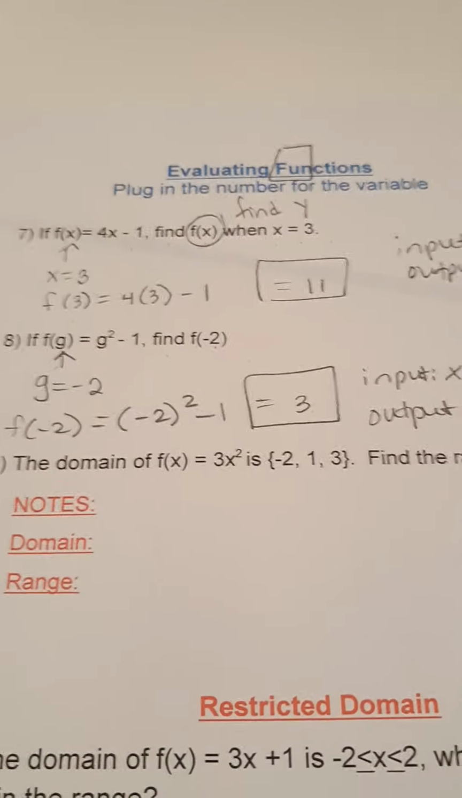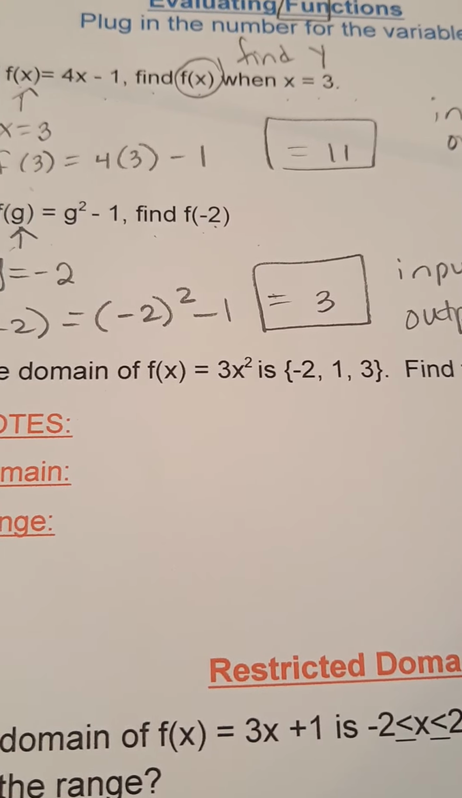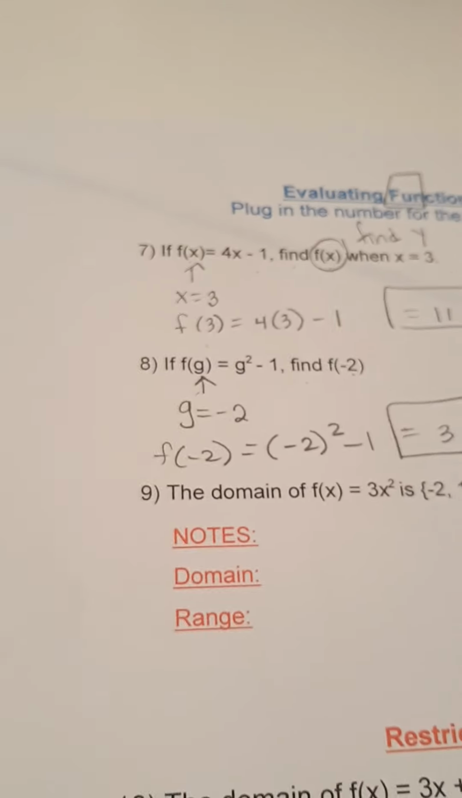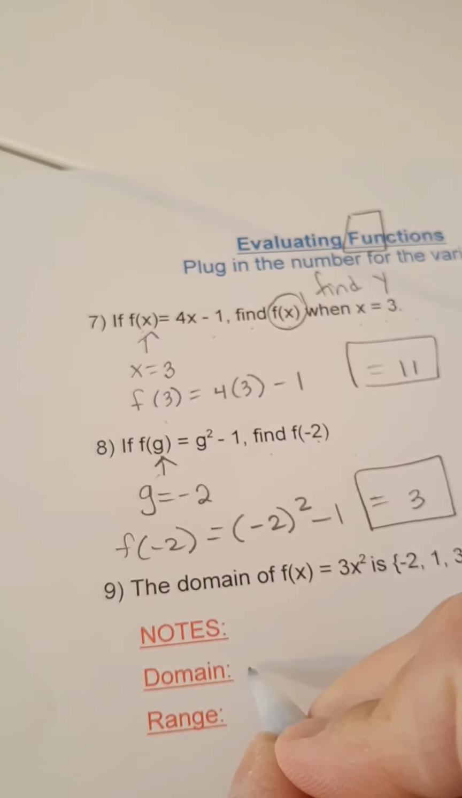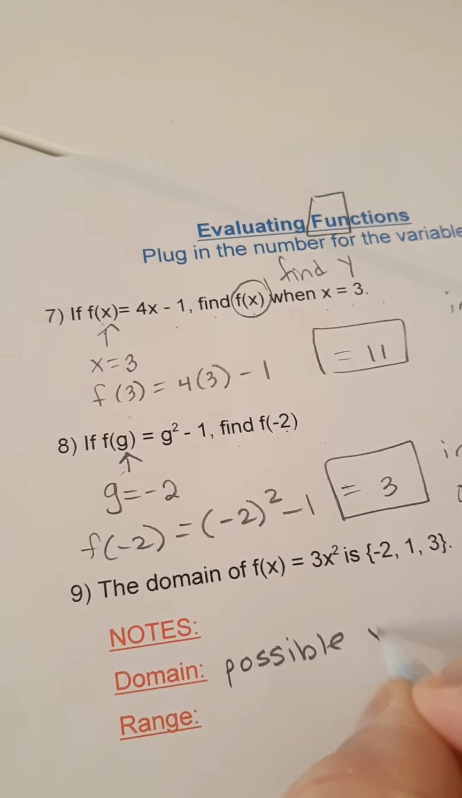Okay, so for number 9, the domain of f of x equals 3x squared is negative 2, 1, 3. Find the range. All right, so a couple of notes I want you to write down. Domain are the possible x values.